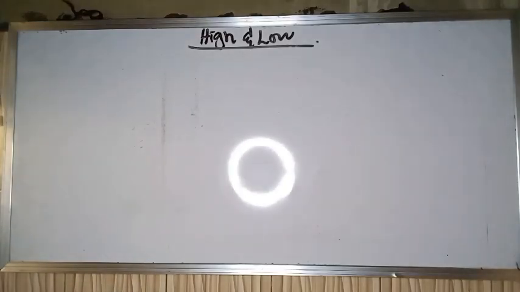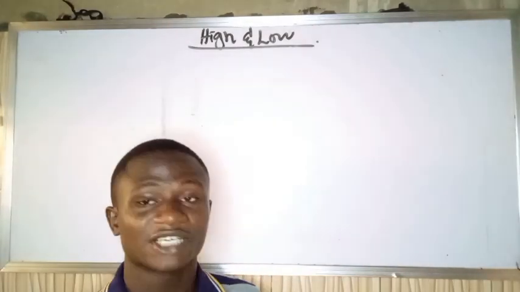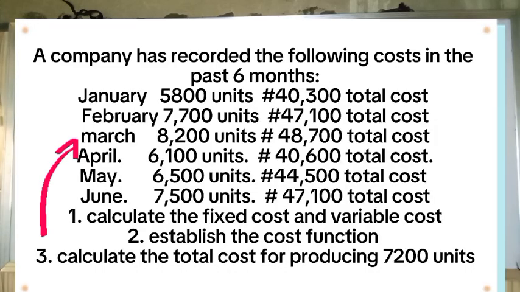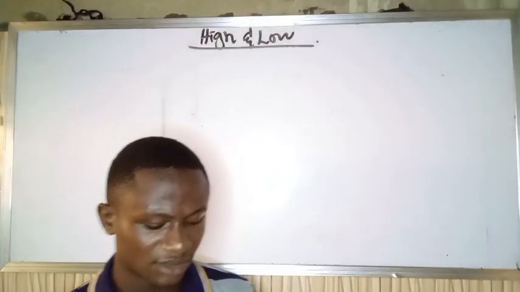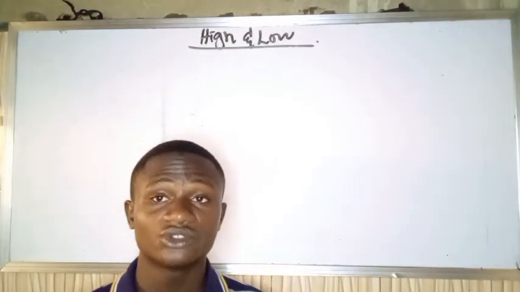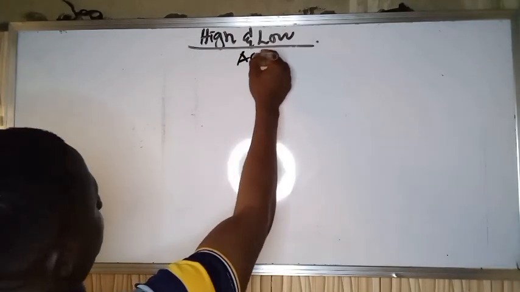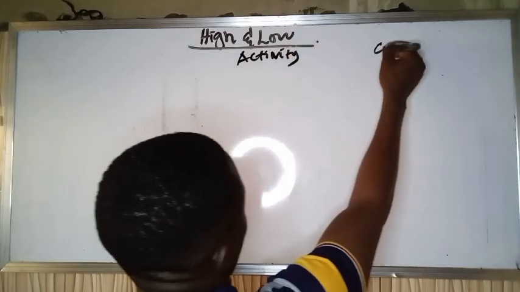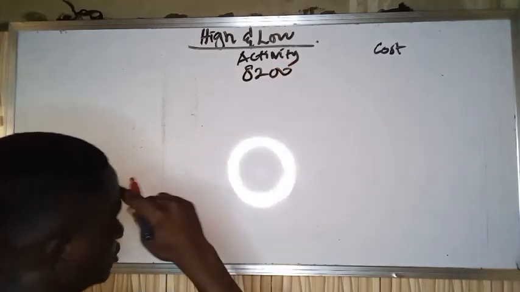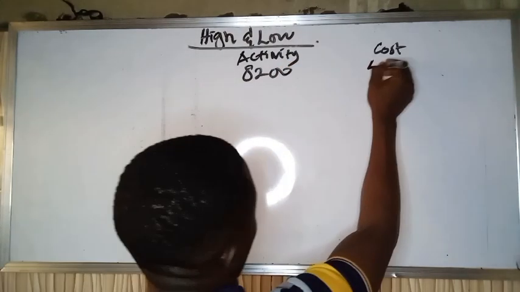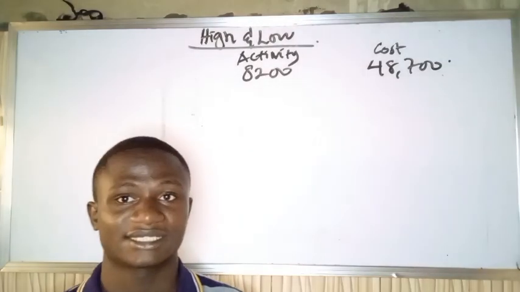And if you go back to our question, the production in units is our level of activity. So which one is the highest level of activity? If you look at everything, you see that the highest is 8,200 units. So that is the highest level of activity, and we have the cost. The highest level of activity is 8,200 units. For how much? 48,700.